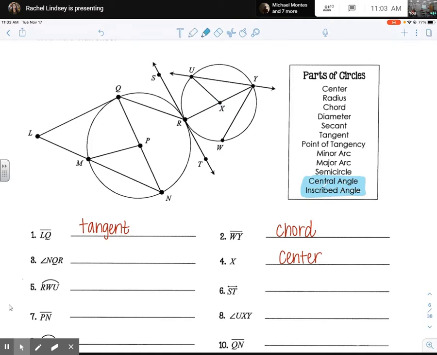Then R, W, U. So R to W, then to U. When you're finding an arc like that, I went in the order of the letters. If you would have gone the other way, that would be R, U, W. Obviously it's an arc. Is it a major, minor, or semicircle? Major, because it's bigger than 180. That's a major arc.